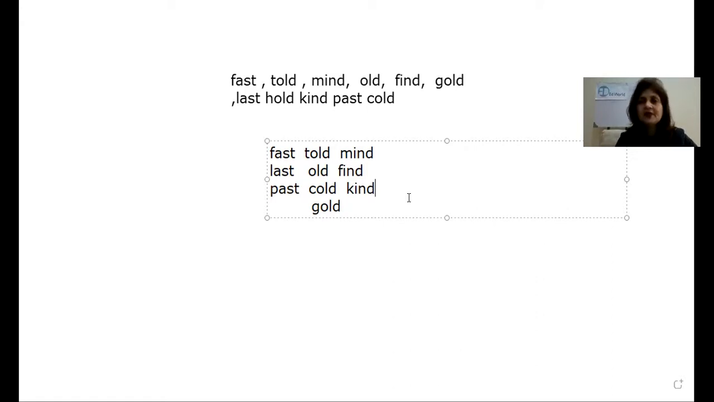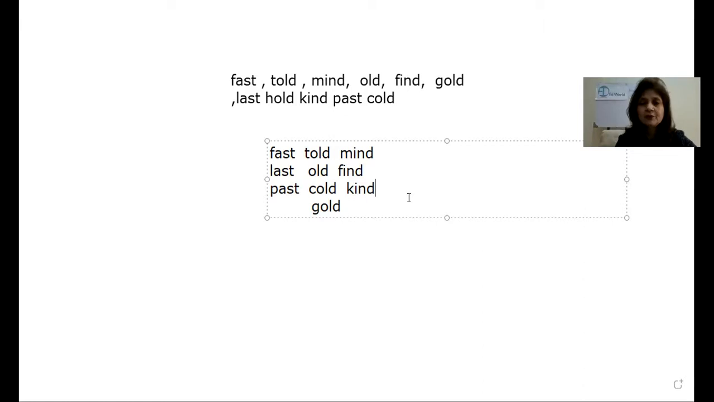Now, let's make a sentence with one word from each pattern. The first one is fast. How are you going to make a sentence with fast? Yes, very good. My brother runs very fast. Come on, told. Yes, my mom told me to clean my room. Very good. Great job. Okay. Now mind. My little sister has a good mindset. Right? Good job. Very good.